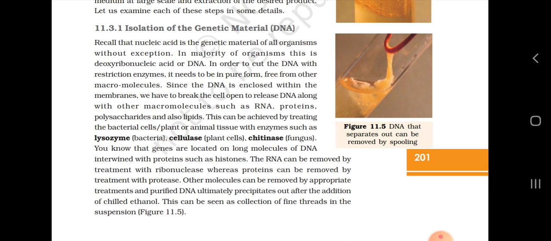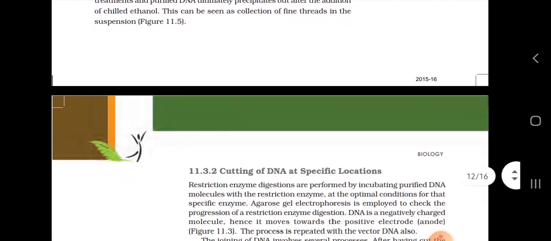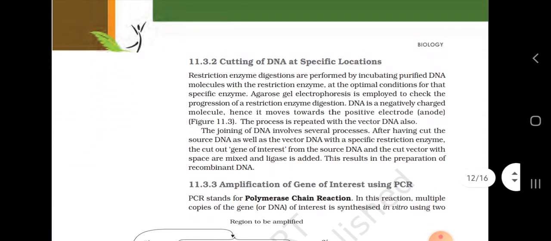Now, the bacterial cell is treated with the enzyme lysozyme. If it is a plant cell, we need to break the cell wall. That's why it is treated with cellulase. And if it is a fungal cell whose cell wall is mostly made up of chitin, it is treated with chitinase.